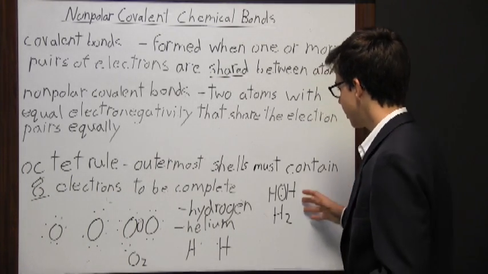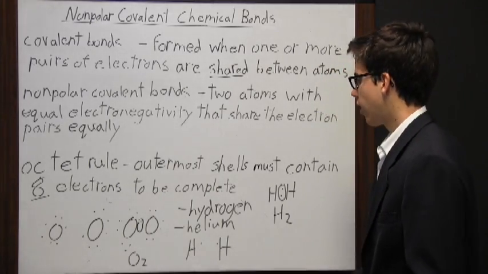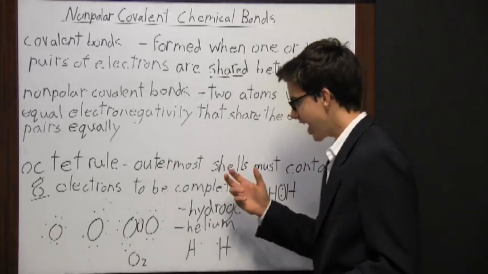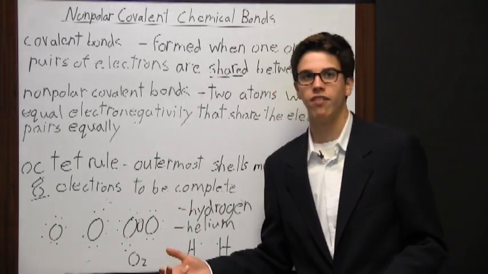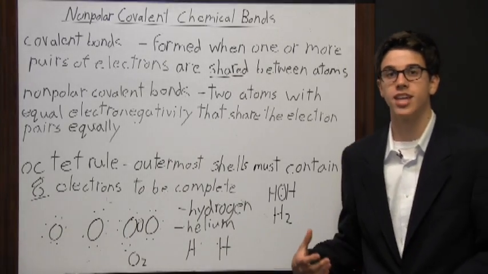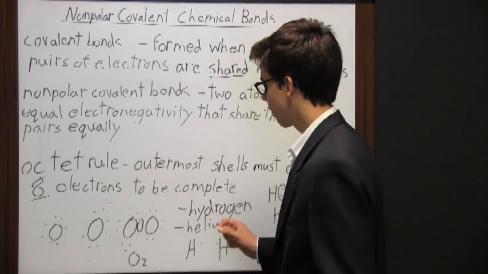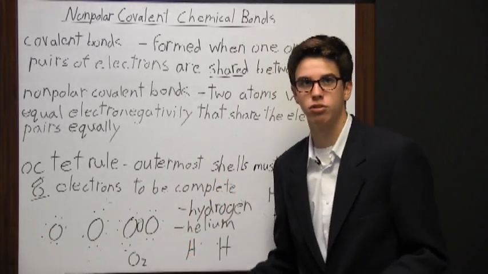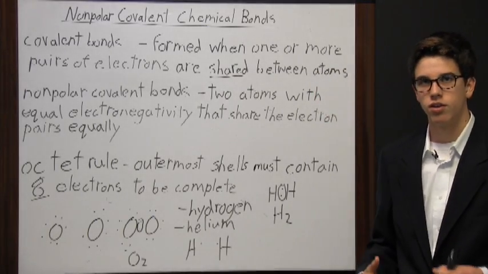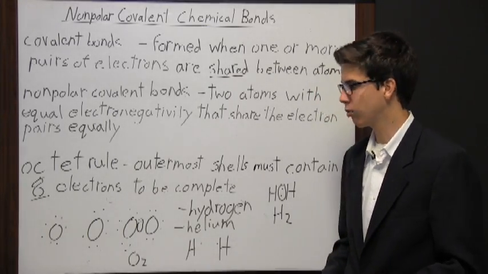So sometimes you may be dealing with 2 atoms that are of different elements. But here, since the atoms are the same element, you know they're going to have equal electronegativities because they're the same type of atom. And because they have those equal electronegativities, they're able to share those electron pairs equally as well.